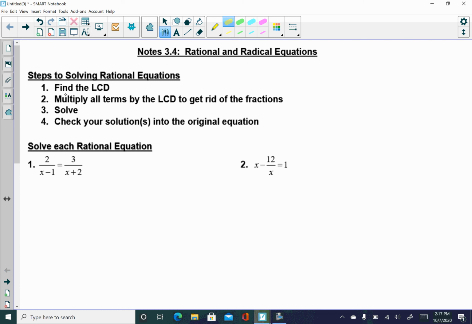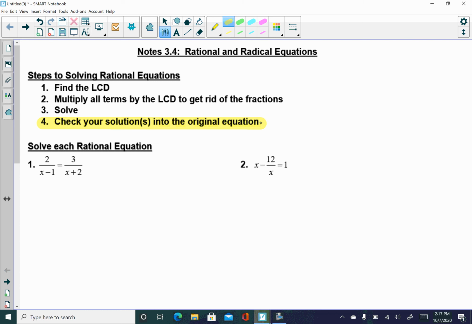The first thing you're always going to do is find the LCD, your least common denominator, and then you're going to multiply the entire equation, every single term, by that LCD to get rid of your fractions. Then you'll solve it. And the key thing that you need to keep in mind here is that you're going to need to check your solutions into the original equation when you're solving these rational equations, because it is possible in the solving process for you to come up with an answer that's actually not a legitimate answer.